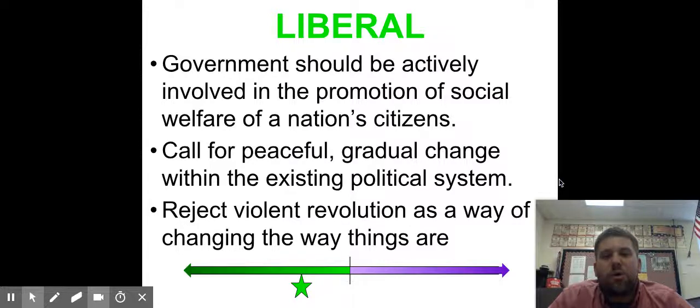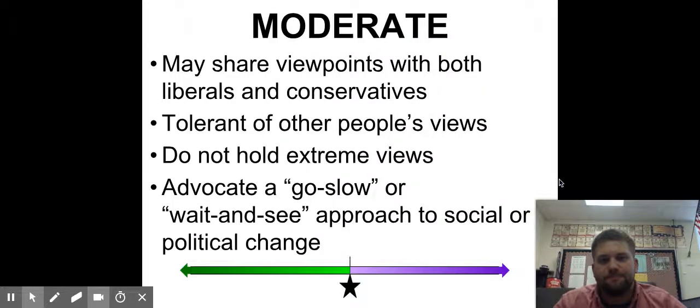Liberal would be a more moderate version of the radical liberal, right? They do believe that the government should be actively involved in promoting social welfare and making our citizens more equal. However, they call to do it peacefully. They call to do it over time, because it can't just happen like that or violence will erupt. They need to do it within the existing laws, within the existing political systems. And they reject the violent revolution way of thinking that a radical liberal might want to pursue.